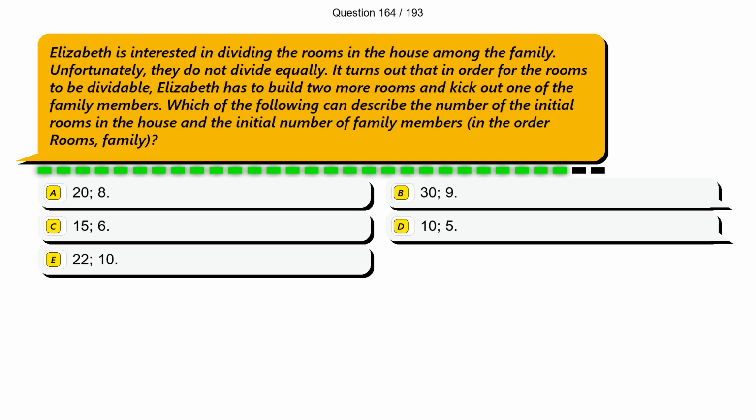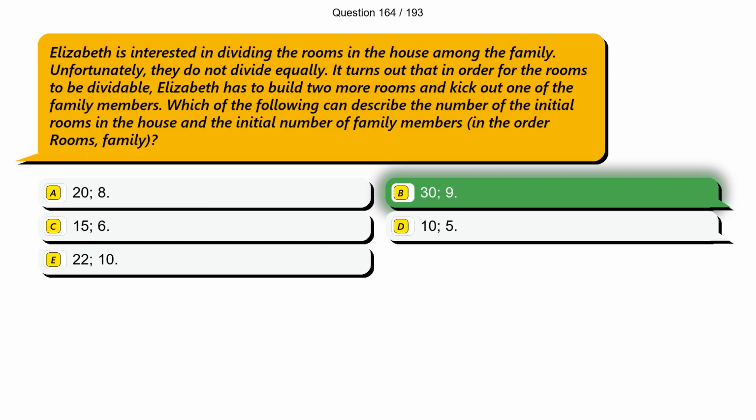Question 164. Elizabeth is interested in dividing the rooms in the house among the family. Unfortunately, they do not divide equally. It turns out that in order for the rooms to be divisible, Elizabeth has to build 2 more rooms and kick out one of the family members. Which of the following can describe the number of the initial rooms in the house and the initial number of family members, in the order rooms, family? Option A, 28. Option B, 39. Option C, 15, 6. Option D, 10, 5. Option E, 22, 10.